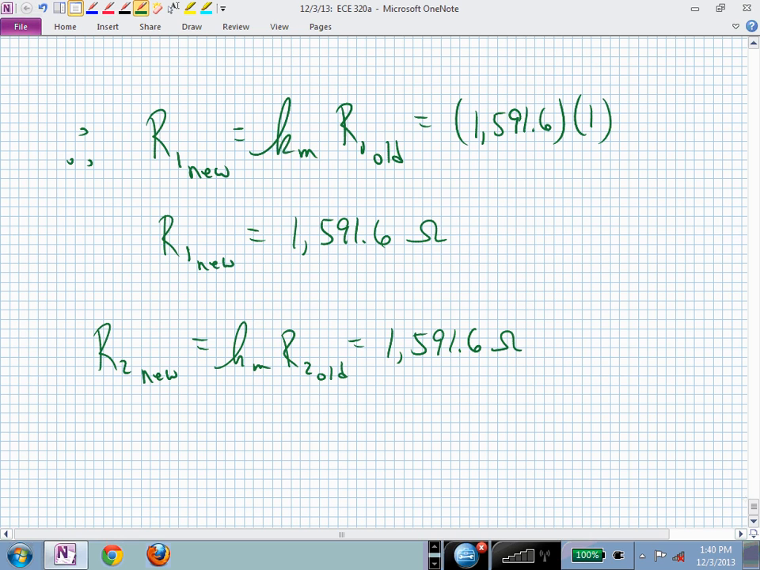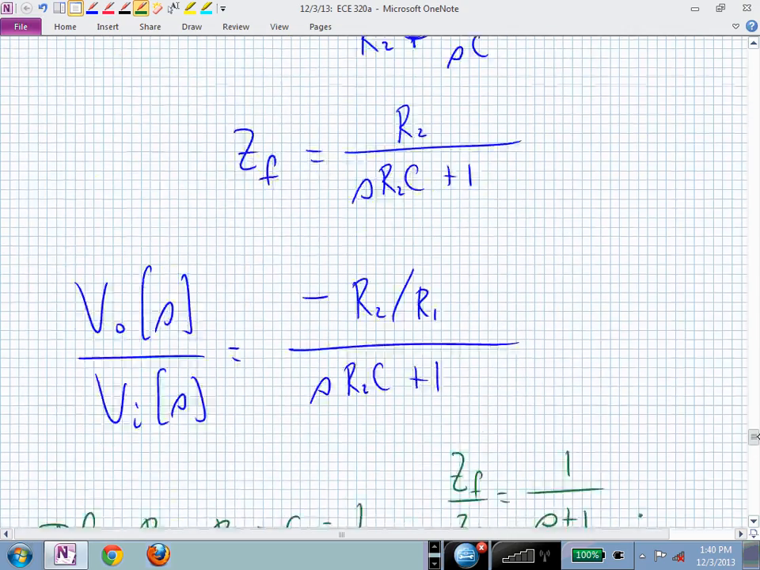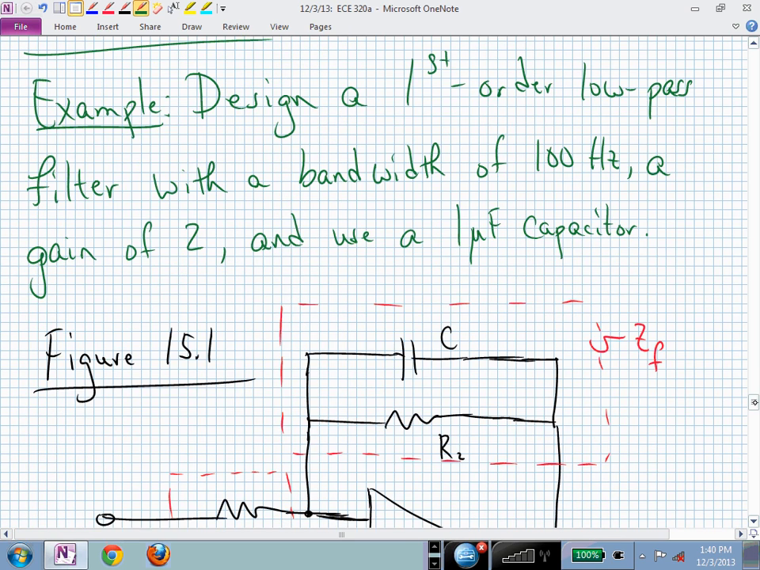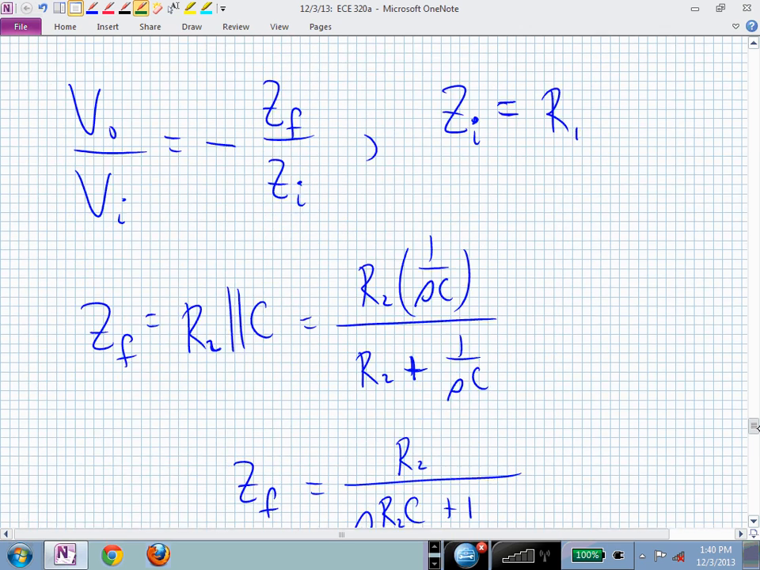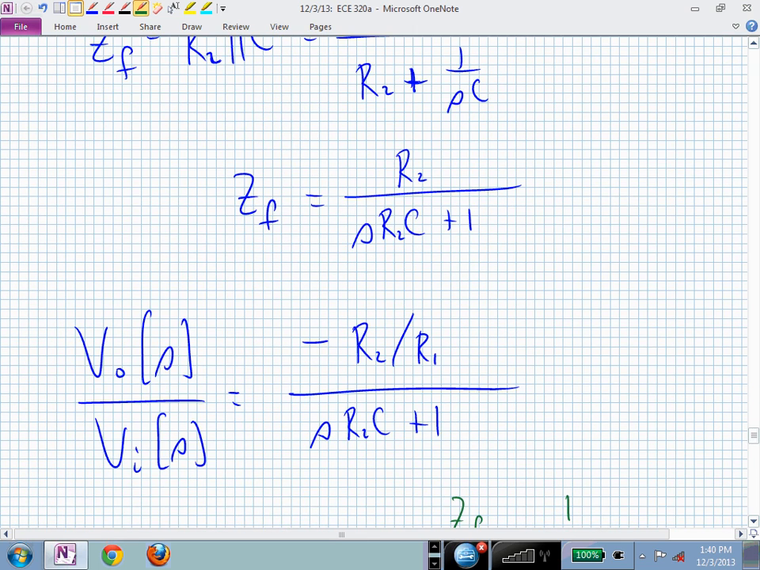So now what do we need? If we go back to our original word problem, what have we accomplished? We're using our 1 microfarad capacitor. That's good. We've accomplished our bandwidth of 100 hertz, but we haven't yet touched the gain of 2, have we? We didn't do anything yet with adjusting the gain. So if we go back to our original transfer function, right there, we can adjust the gain by adjusting R sub 2 or R sub 1.